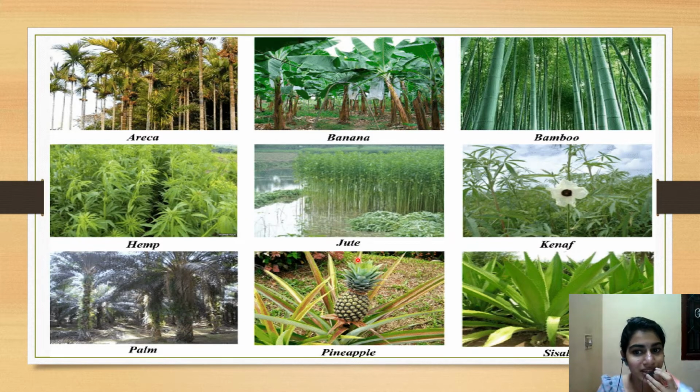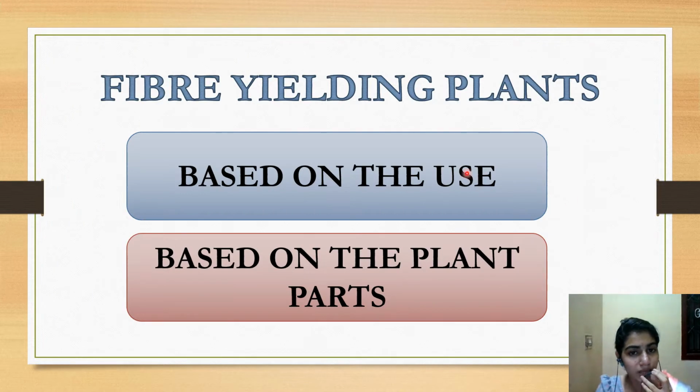You can see different examples here. Areca, you have the banana plants, you have the bamboo, hemp, jute, kenaf, palm, pineapple, sisal. Okay, so these are just few examples of fiber yielding plants. Now, fiber yielding plants can be divided based on their use, that is, for which purpose the fiber is used, and also based on the plant parts from which they are obtained. Okay, from their source also we can divide.